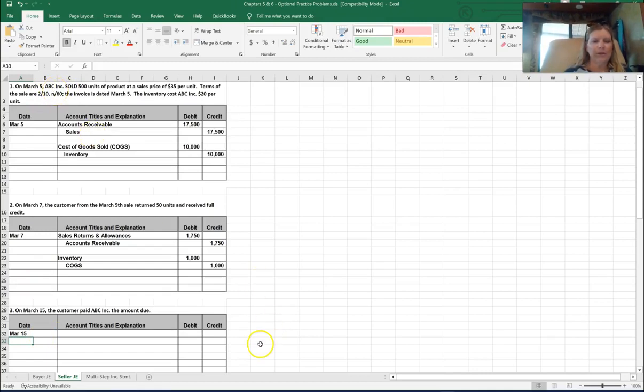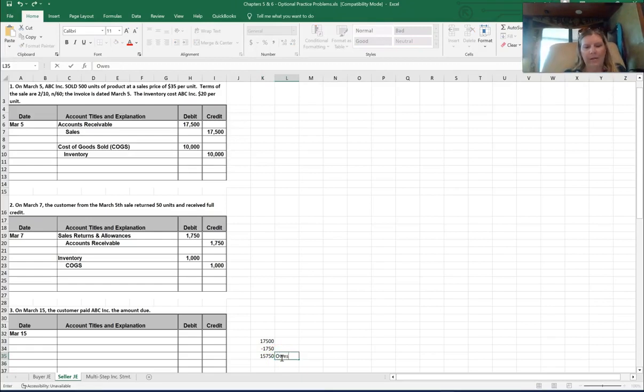So one of the first things we have to do is calculate what is the discount. So they originally owed us $17,500, right? We gave them a credit of $1,750. So they now owe us, I did that calculation wrong. They now owe us $15,750, right? The $17,500 we originally sold to them minus the 50 units they returned to us. So they now owe us $15,750.